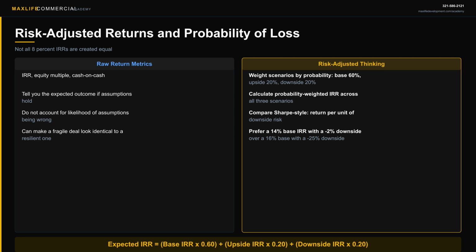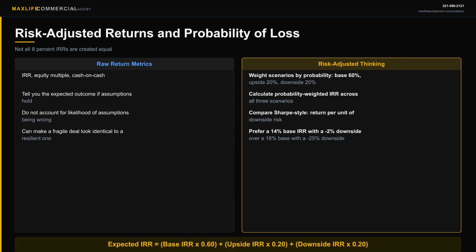The simplest way to operationalize this is probability-weighted returns. Assign probabilities to your three scenarios, maybe 60% base, 20% upside, 20% downside. Multiply each scenario's IRR by its probability and sum the results. That's your expected IRR, adjusted for the realistic range of outcomes.